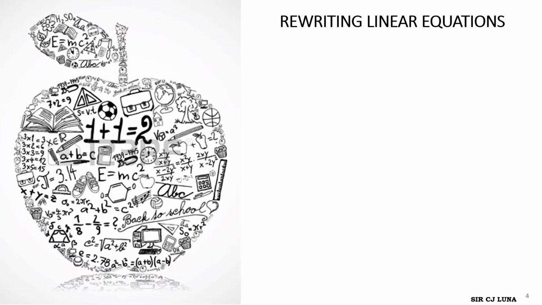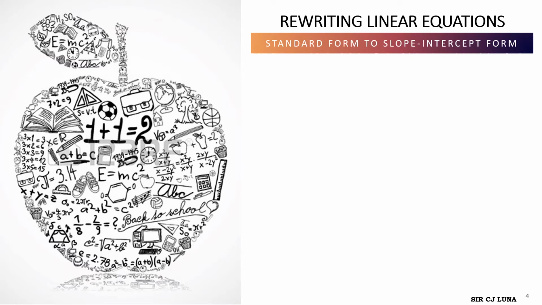So this time, tuturuan ko kayo kung paano magsulat ng linear equations. Handa na ba kayo? That's good. Unahin natin ang standard form to slope-intercept form. Alam natin na ang standard form ng linear equations ay ax plus by equals c. Lahat ng terms na may variables ay nasa left side, at nasa right side naman yung ating constant. Ang slope-intercept form naman ay y equals mx plus b. Sa left side yung ating variable y at ang lahat ng mga terms natin ay nasa right side.